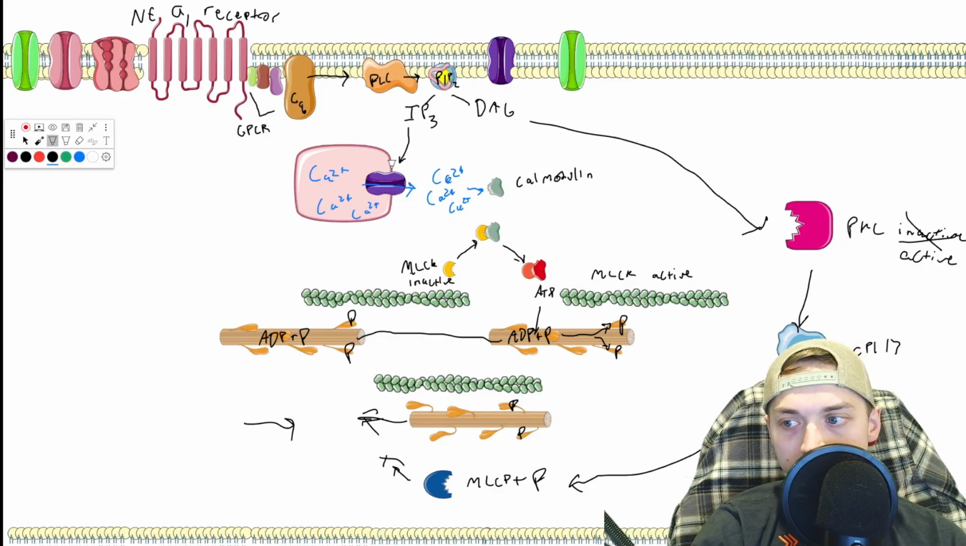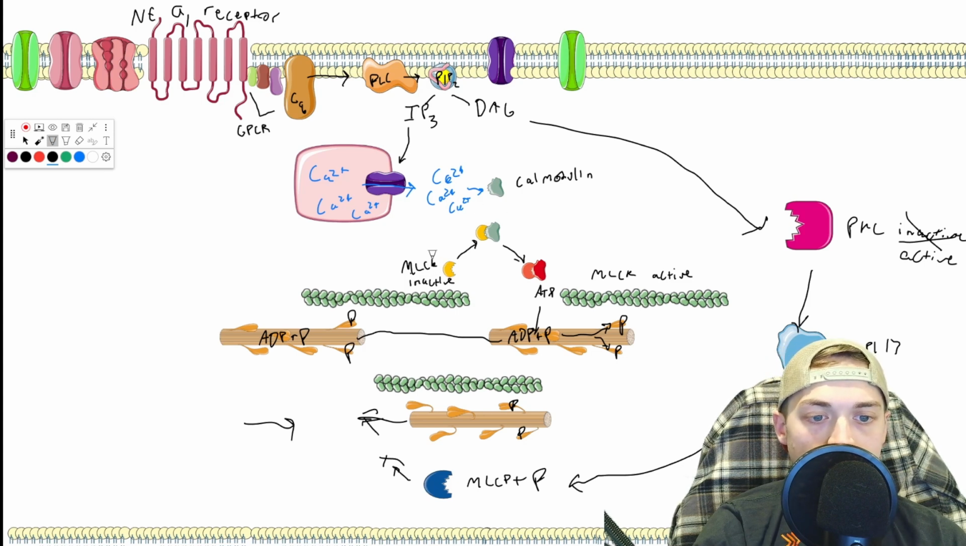IP3 is going to stimulate these calcium channels, which is going to cause more calcium to be released, which is going to cause more calmodulin calcium complexes to be created, which is going to activate more of our myosin light chain kinase enzymes, which is going to take more ATP and break it down into ADP plus P, and those free phosphates are going to attach to our myosin heads over here. And that is going to power the actin myosin complexes, causing a contraction.